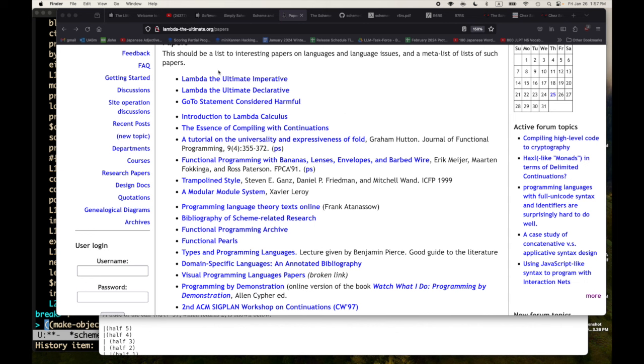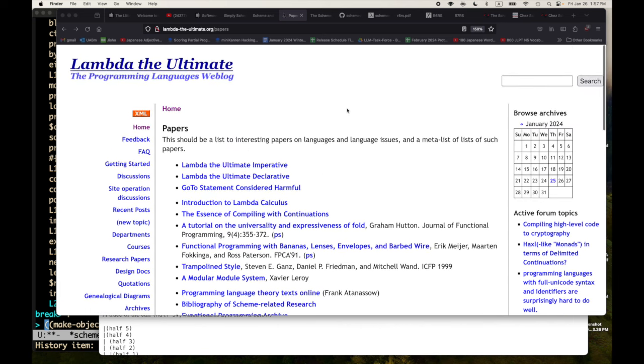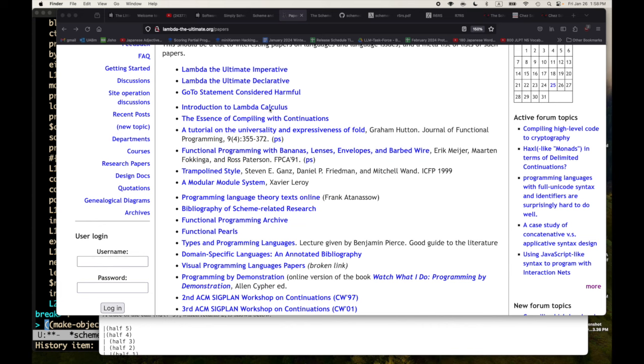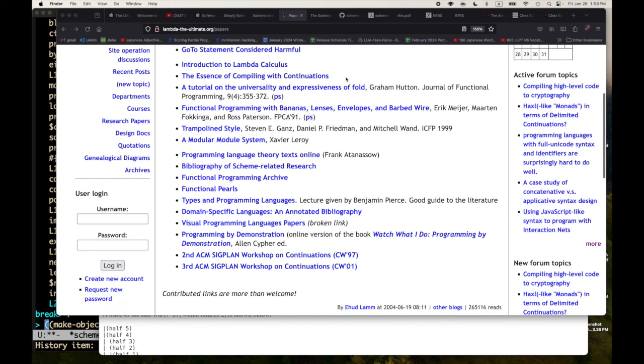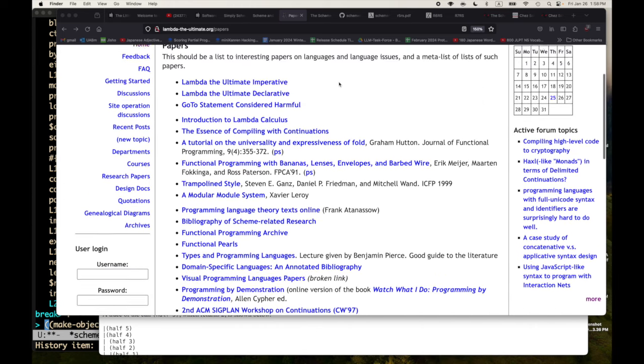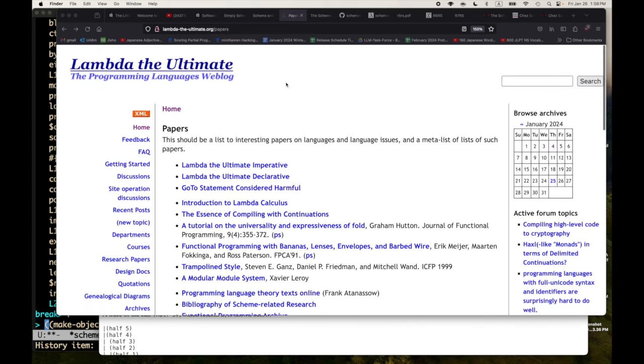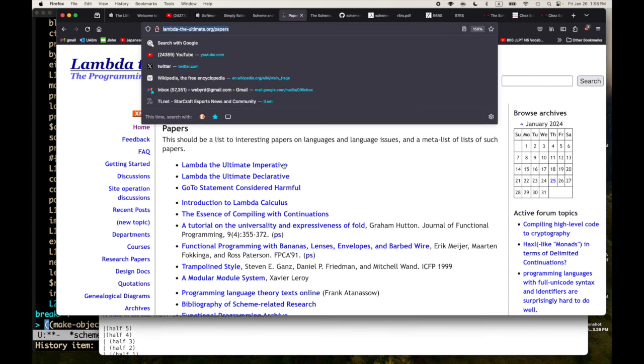Well, anyway, these are papers with Guy Steele and Jerry Sussman, the original Lambda the Ultimate papers, Lambda the Ultimate X. These are papers that were describing Scheme and using Scheme or Lisp to solve different types of problems and looking at Lisp or Scheme from different perspectives. So these are classic papers. Introduction to Lambda Calculus. Okay, Go-To Statement Considered Harmful by Dijkstra. Whole bunch of interesting papers. Essence of Compiling with Continuations. These are classic papers in functional programming and programming languages that are worth taking a look at, and many of these involve Scheme or some version of Lisp.